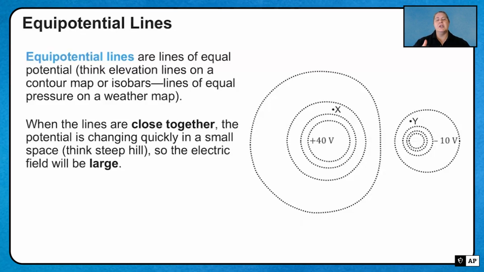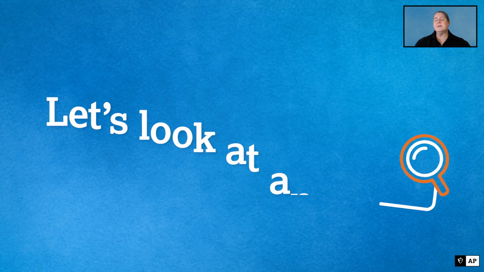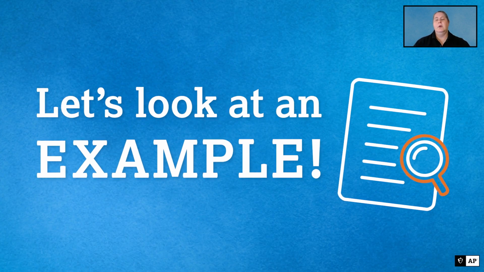And then the change in potential over a distance is what we know as the electric field. So anytime you have a big change in potential over a small space, that's going to give you a big electric field. And the electric field lines are drawn perpendicular to the equipotential lines and always move in the direction of high potential to low potential. So think of downhill. So let's take a look at an example.